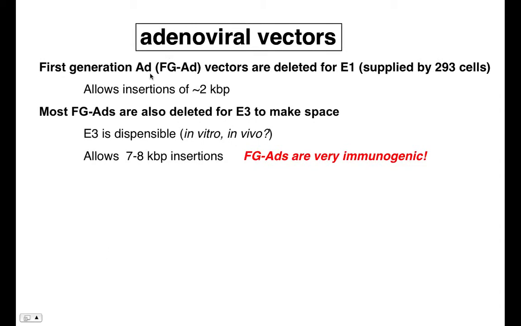Adenovirus vectors, first generation, we talked about. Important to note, those are made in 293 cells, as opposed to a different type of culture cell, which may produce different results. Most first generation adenoviruses are deleted to make space. We just talked about that.